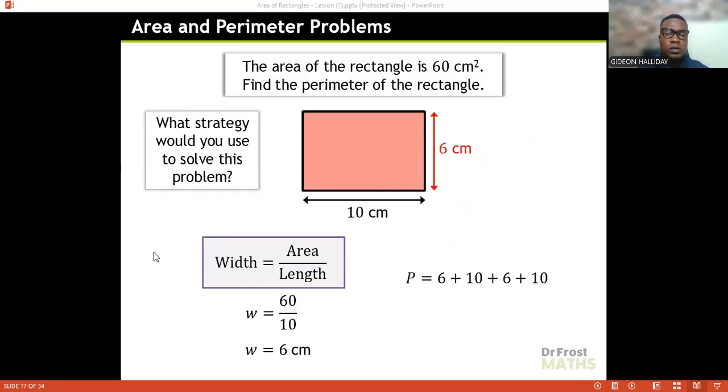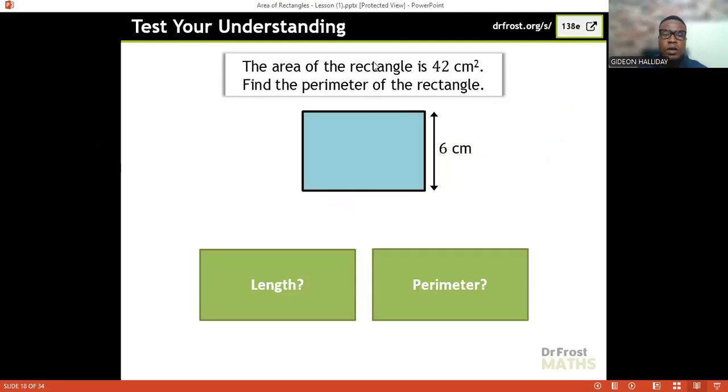Let's clear this. So that's 32. Now let's try it on this too. So the area is 42, and we have to find the perimeter. We have the width and we have to find the length. So length equals area divided by width, and that's 42 divided by 6. So the length is 7 centimeters.